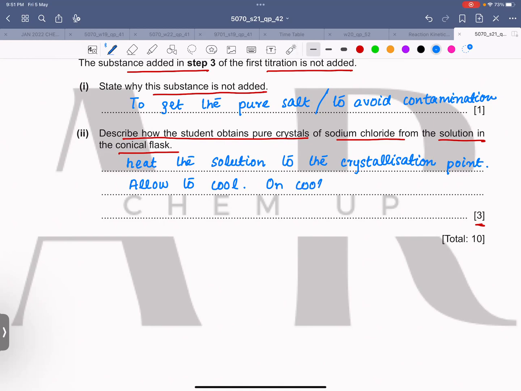On cooling, remove the crystals and dry them using filter paper. Is this understandable to everyone?